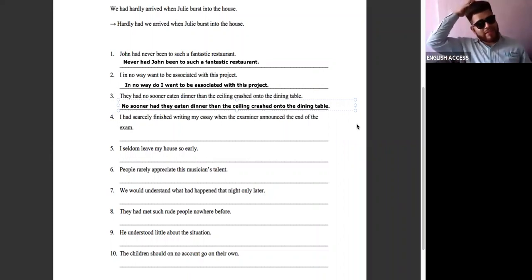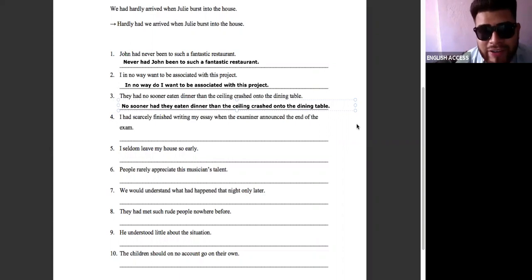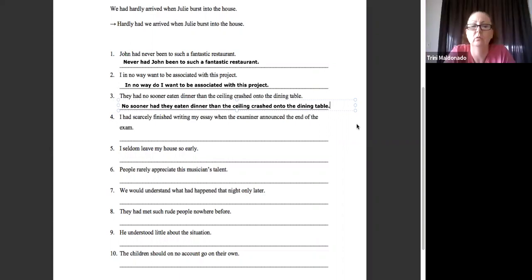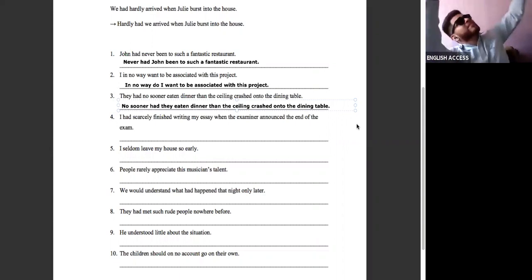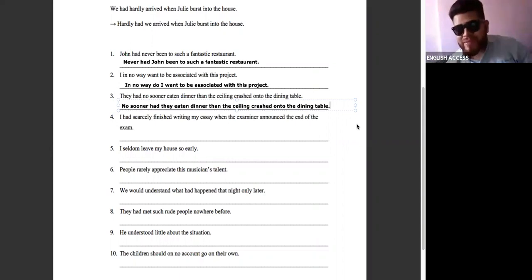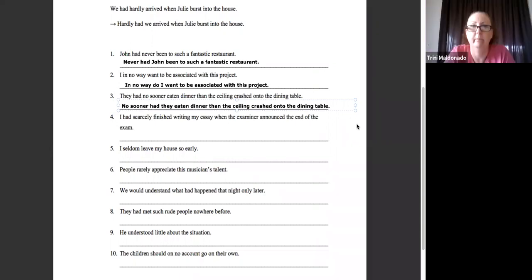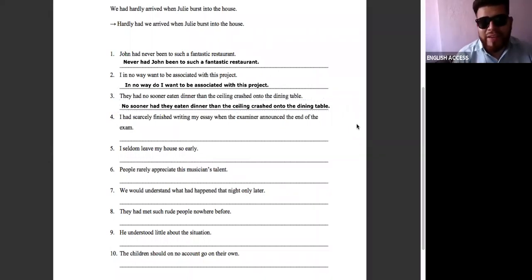They didn't eat dinner because the ceiling crashed onto the dining table. How does the ceiling crash onto the dining table? That's an earthquake, Paul. Is the whole thing. Maybe. You know, now that I think about it, yeah. Wow. Damn. Poor family.